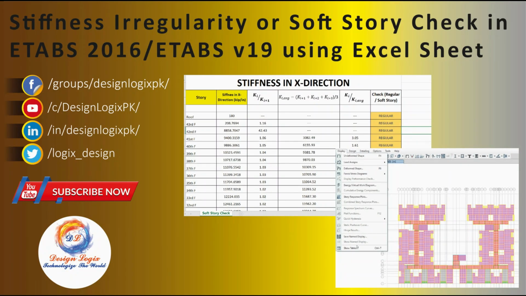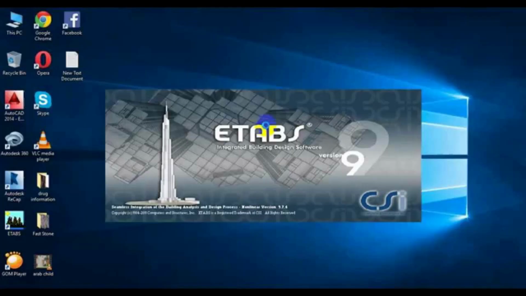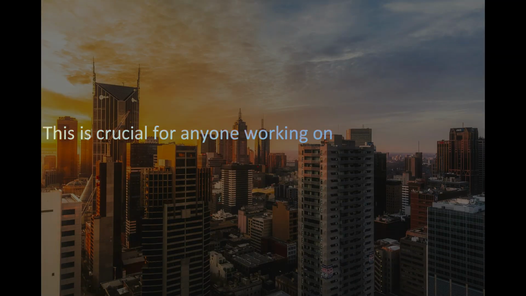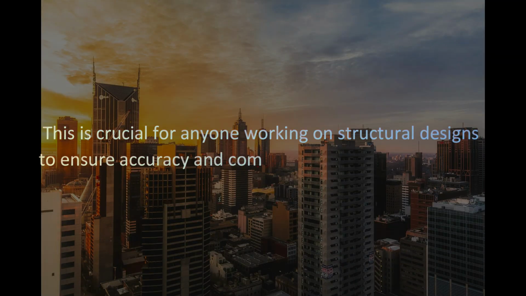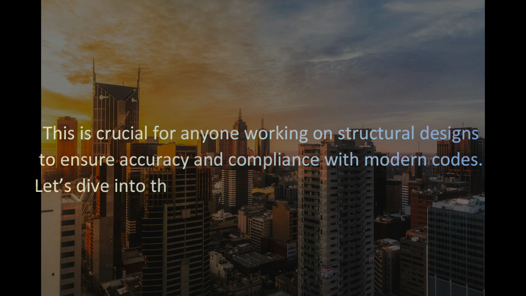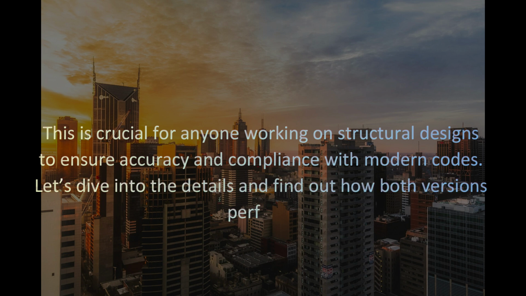In our last video, we explored how to perform a stiffness irregularity check using ETABS 2016. Today, we're taking it a step further and comparing the results from ETABS version 9.7.4 with ETABS 2016 to see if there's any difference in the outcomes. This is crucial for anyone working on structural designs to ensure accuracy and compliance with modern codes. Let's dive into the details and find out how both versions perform.